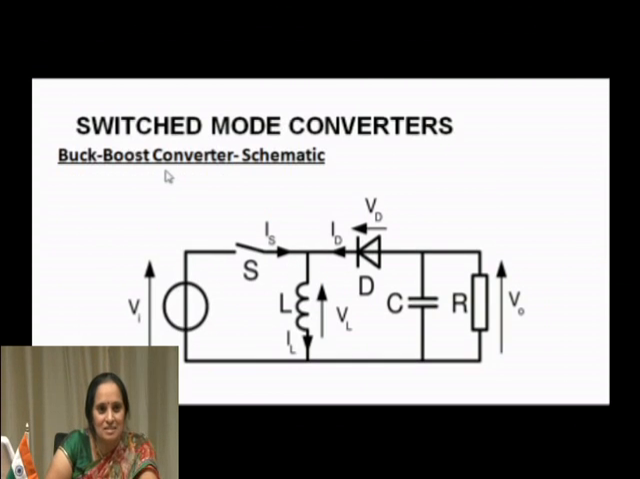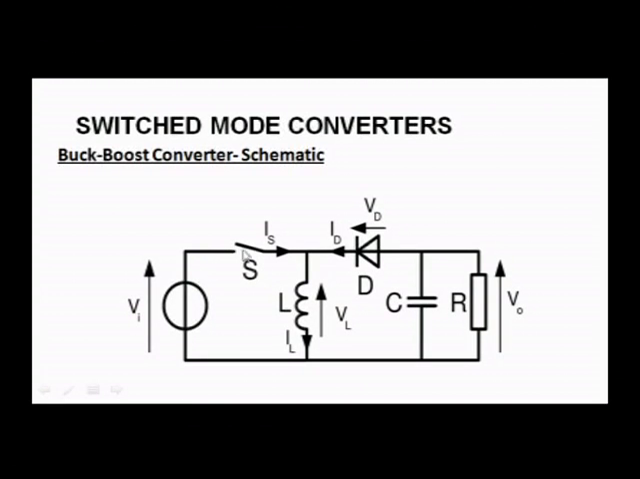So, let us see the schematic of this buck boost converter. You can see the same components in almost all the converters except flyback. The buck, the boost and the buck boost will have the same components, but placed in a different combination. You have a DC input voltage in all three converters. You have a switch, but in each converter the place of the switch is different.